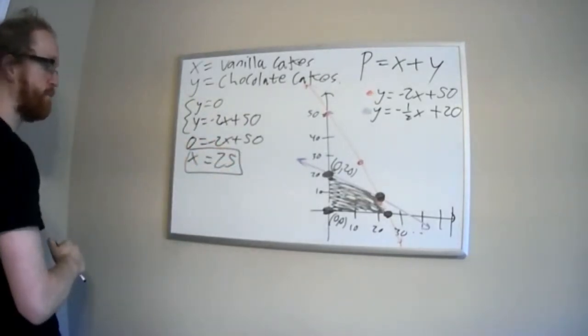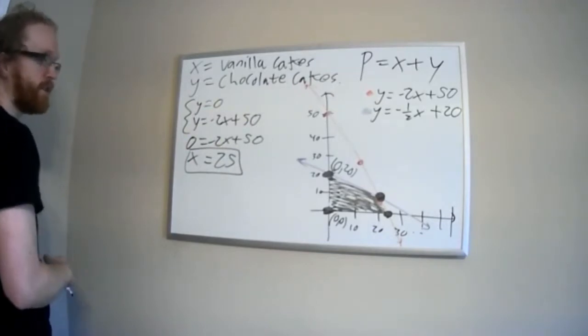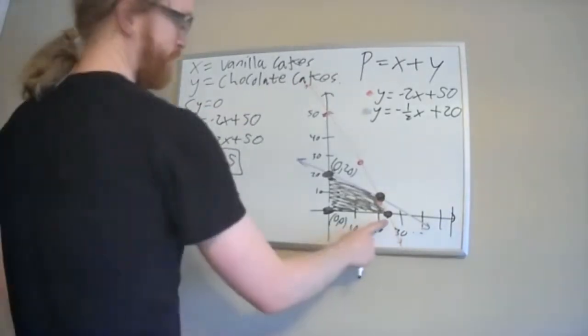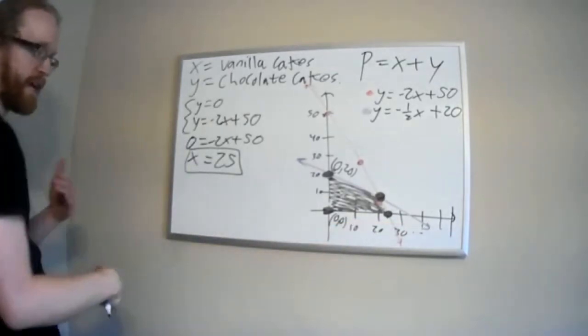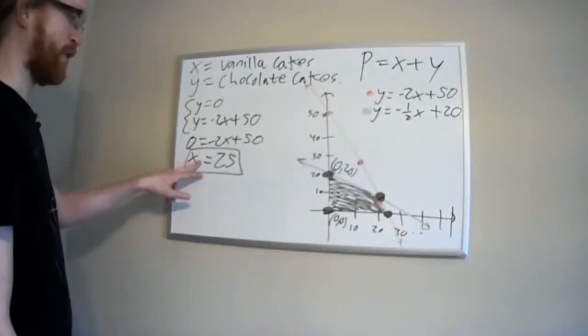Is what it looks like to me. X equals 25. So I don't know. If we go back and look, it does look like this point is kind of halfway between 20 and 30. But maybe it wasn't exactly halfway. So it's good that we checked just to make sure.